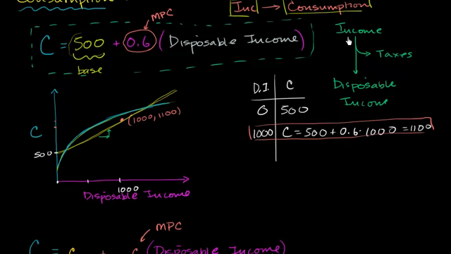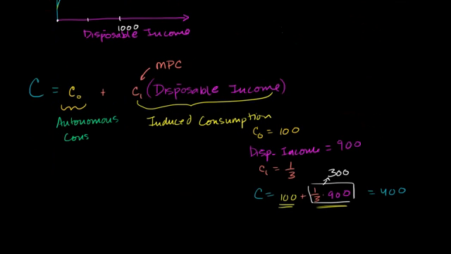And just a reminder, aggregate income is the same thing as aggregate expenditures, which is the same thing as aggregate output. This right over here is GDP. So disposable income is essentially GDP, or you could say aggregate income, minus taxes. So we can express disposable income as aggregate income minus taxes.